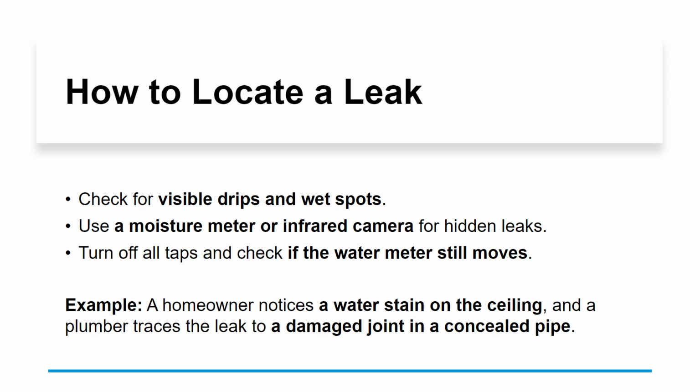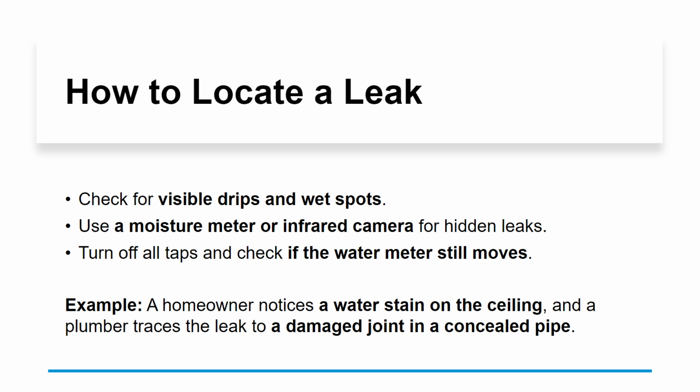Focus on common leak points: joints, valves, bends, and fittings. Step 2. Listen. Turn off all taps and appliances. In a quiet room, you might hear a faint dripping or hissing. It can point you right to the source.